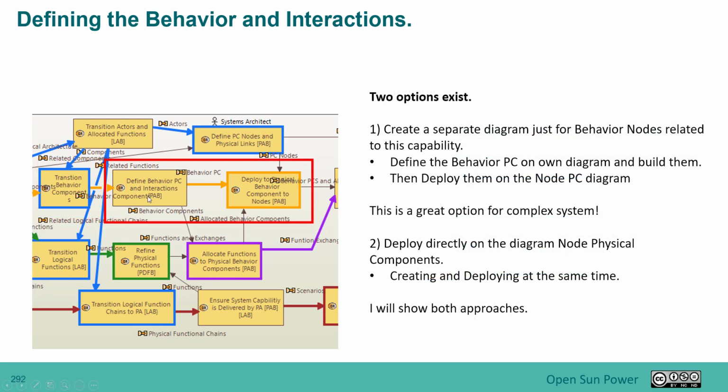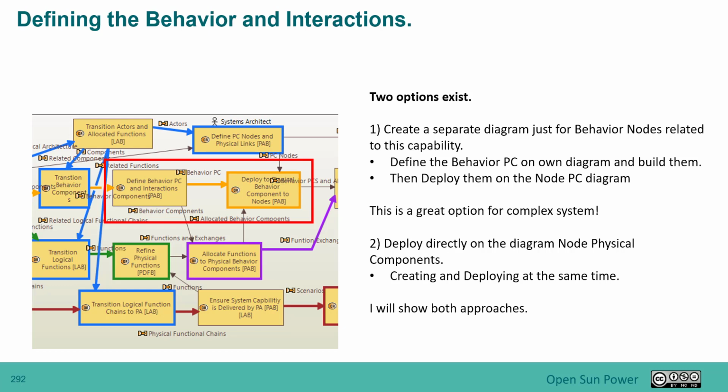Now, doing the steps, there are two different ways to do this. You could create a separate diagram just for behavior nodes and define the behaviors and interactions in that diagram, and then deploy them onto a node PC diagram using the insert tool. This is a great option for complex systems, and I'm going to show both. I'm going to show that one. I'm also going to show how you can deploy directly onto the physical node as they're created. I will show both approaches because they're both very reasonable to use.